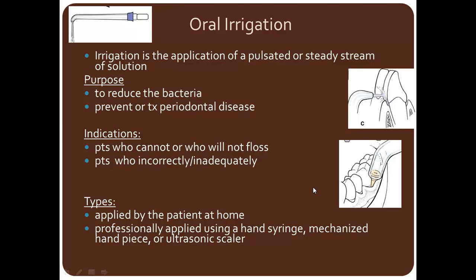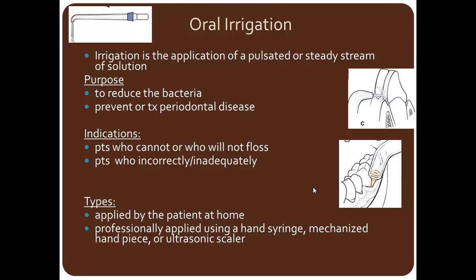Okay, this is part 3 of antimicrobials, and I just want to finish up with talking about oral irrigation. Basically, irrigation is the application of a pulsated or steady stream of solution. It can be using an antimicrobial, or it could be with water alone. But the purpose is to reduce the bacteria and prevent or treat periodontal disease.